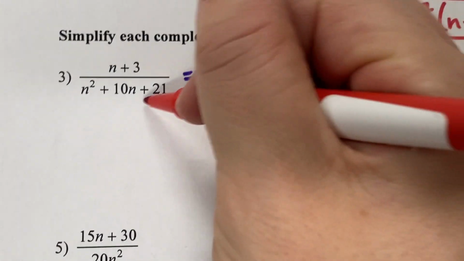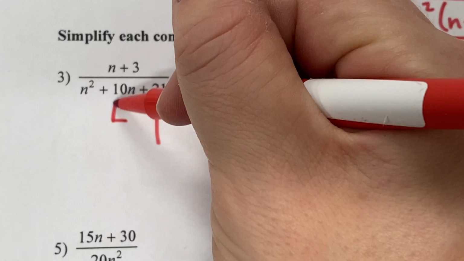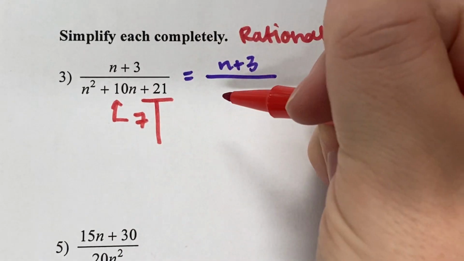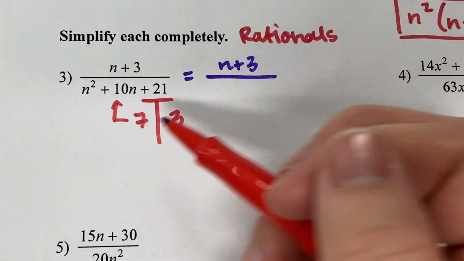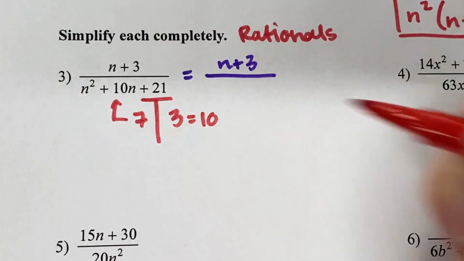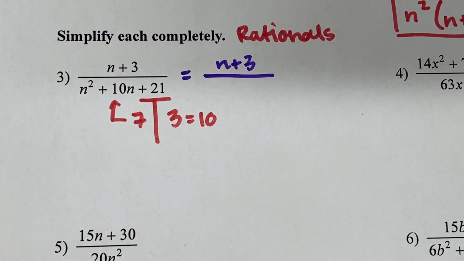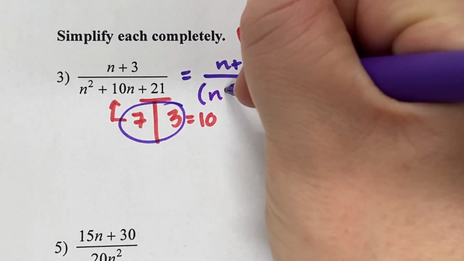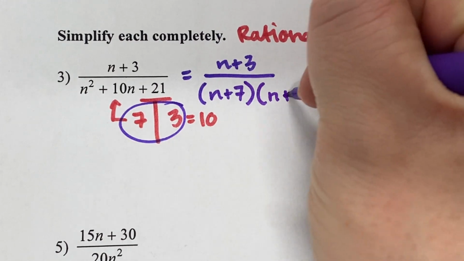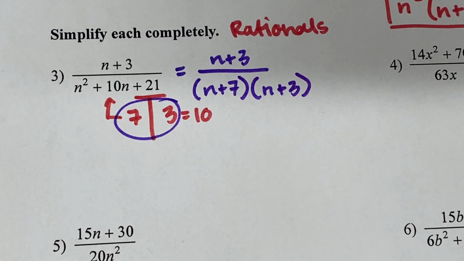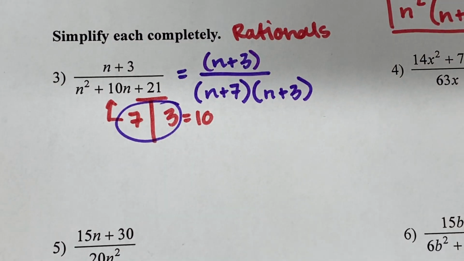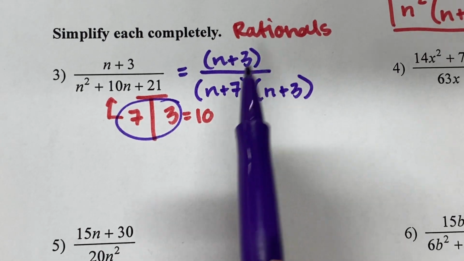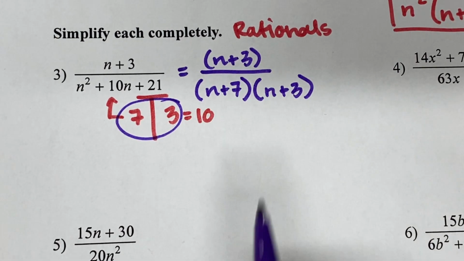So we want to think, what are my two numbers that multiply to 21 but add to 10? Well, I know I can divide 21 by 7. That would be 7 times 3. 7 plus 3 does give me that 10 I'm looking for. So we found our two factors. That means on bottom I have n plus 7 and n plus 3. On top I'm going to put some parentheses around these guys. Now when we're simplifying fractions, remember if anything is the exact same on top and bottom, we can cancel it out.